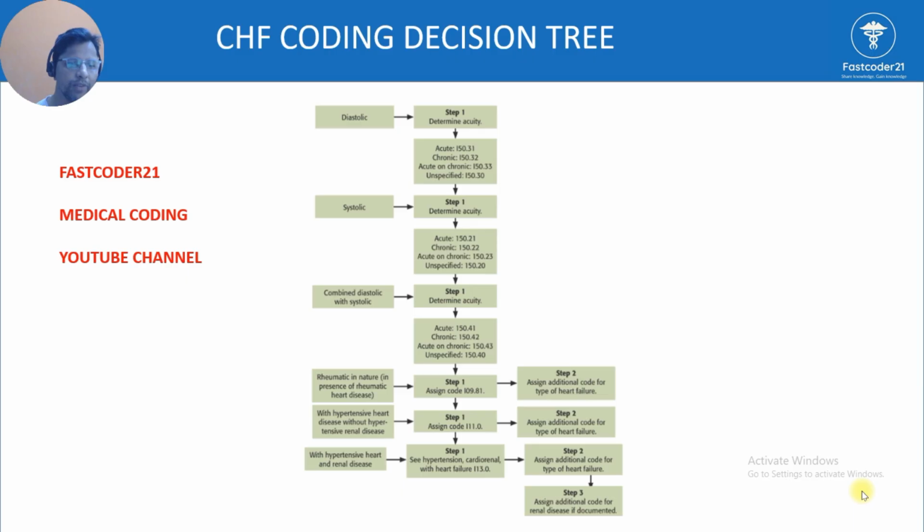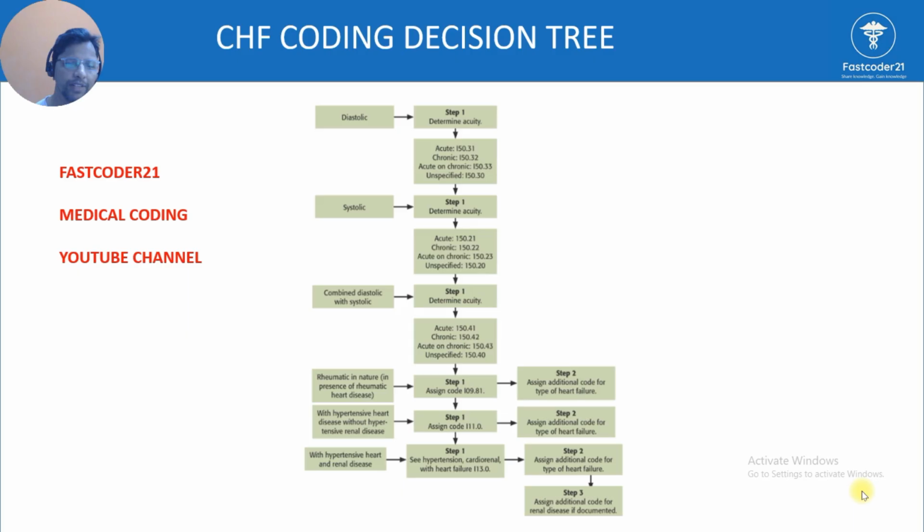Next, if the documentation contains heart failure with hypertensive heart disease without hypertensive renal disease, basically here the patient has hypertension as well as heart failure. The patient does not have any type of disease related to kidneys. At that time, first we need to assign I11.0, and our second step is to assign the type of heart failure.